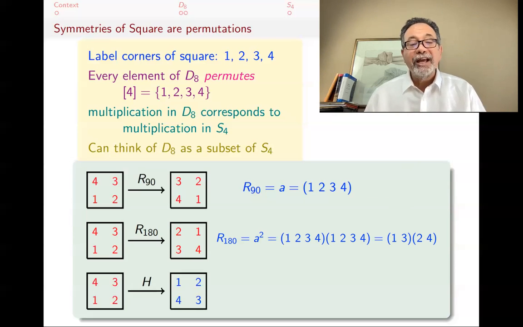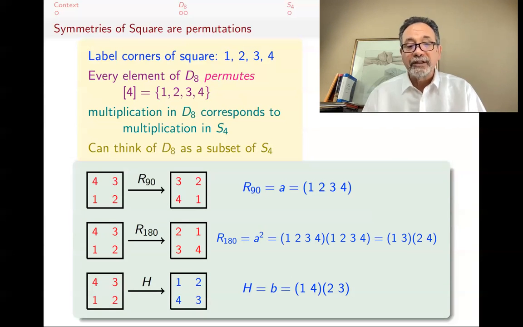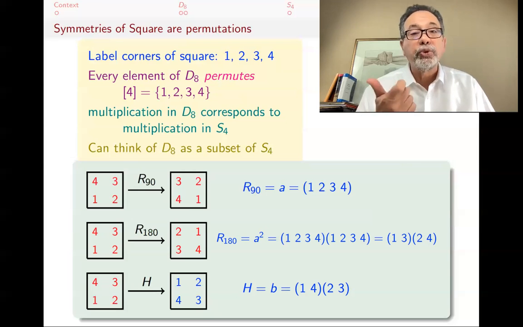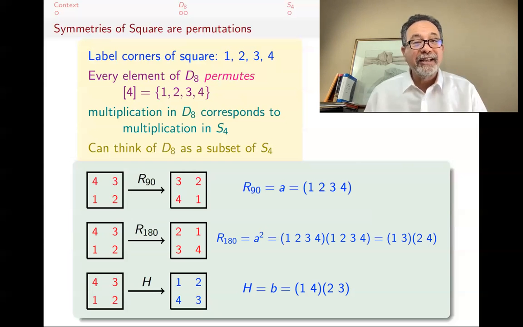We also have H. H is switching the place of 1 and 4 and switching the place of 2 and 3. And so that corresponds to this permutation in S4. You can't get all permutations of S4. For example, just switch the place of 2 and 3 without doing anything to 1 and 4. That's just not possible. So not every permutation of 4 things is a symmetry of the square, but the symmetries of the square are permutations of 4 things, again, by focusing on the corners.